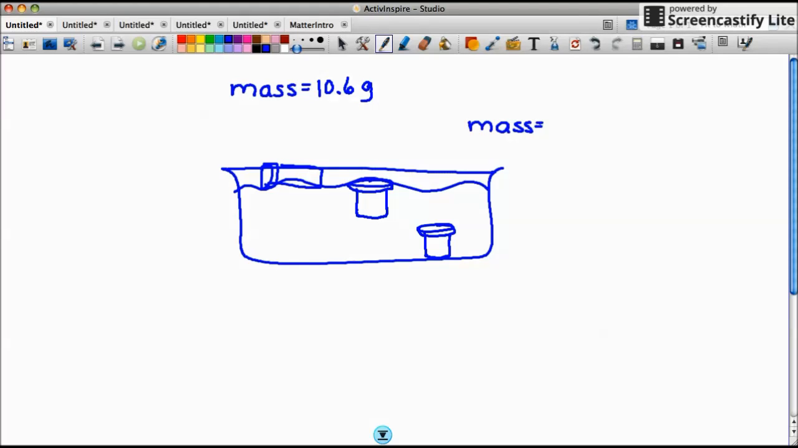That's suspended. 48.4. 48.4 grams. Now, as these people tell me what the mass was, double check it against yours. Make sure that they're telling me the right thing. And the one that sank, what was the mass of it, Marissa?